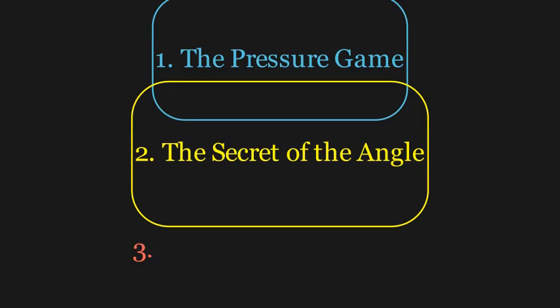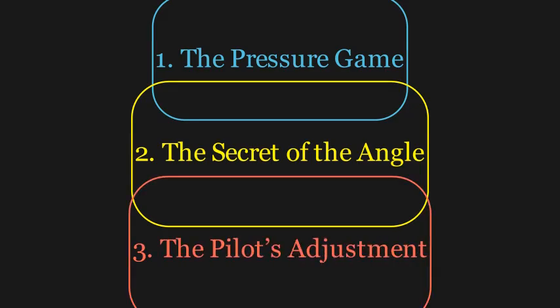How does an airplane fly upside down? It's a question that forces us to look past the common, often incomplete explanations of flight. We need to examine the fundamental physics of fluid dynamics. To understand this, we need to break the physics down into three distinct steps: the pressure game, the secret of the angle, and the pilot's adjustment.